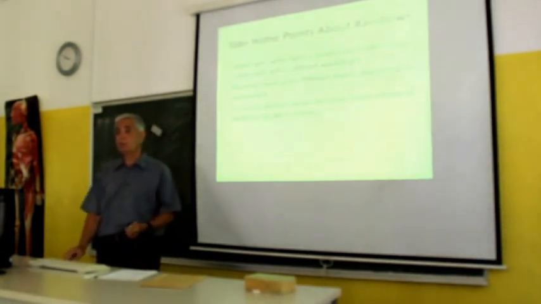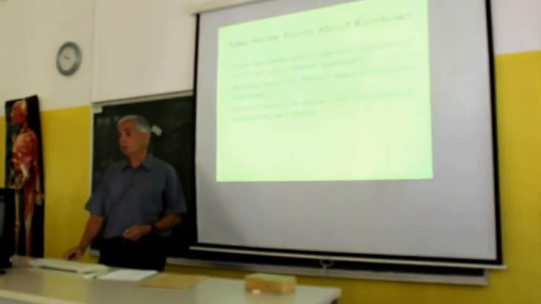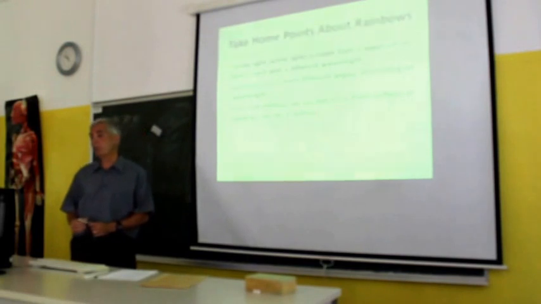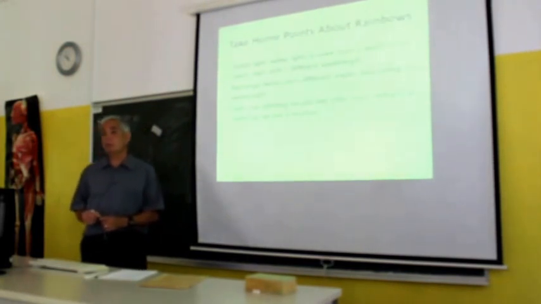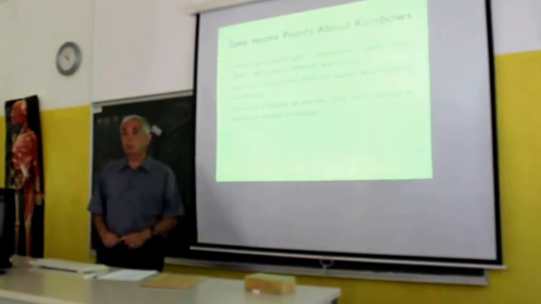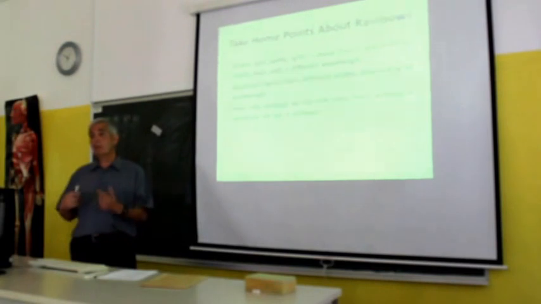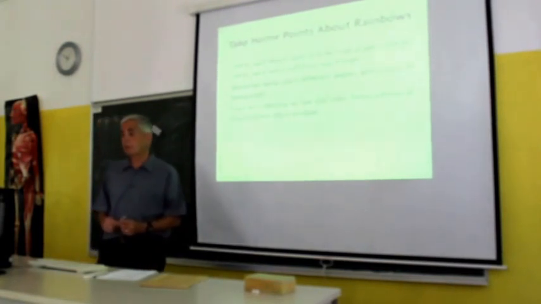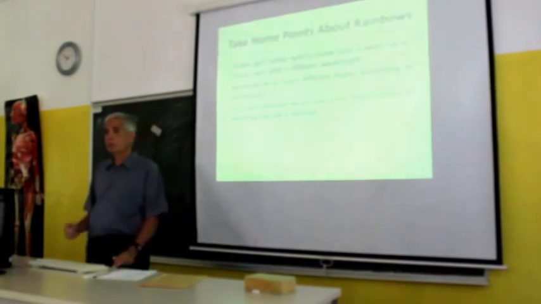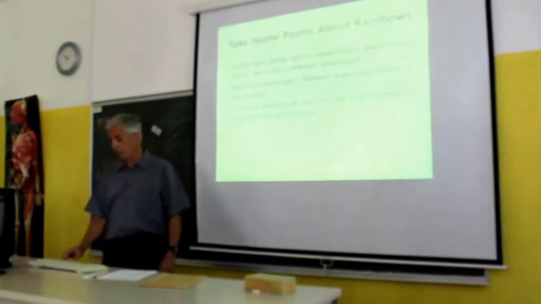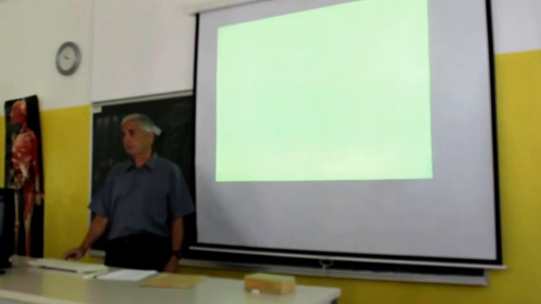So just to sum up about rainbows, visible light is white light coming from the sun, and it's made from a spectrum of different colors. Each of these colors has a different wavelength. And the raindrops bend the colors depending on their wavelength. And from one raindrop we see one color, but from the whole rainbow we see all the colors.